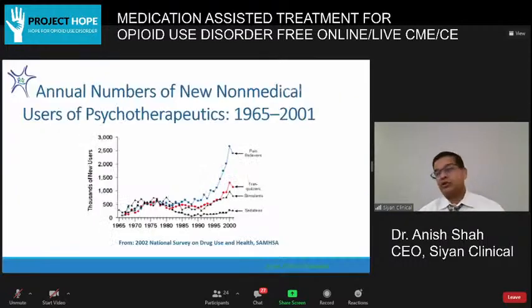Now, this is also a slide that shows how the opiate epidemic has evolved, from 1965 to 2000. If you look at all the different illicit substances that have been abused by our patients, you can see there is an exponential rise of, let's say, pain relievers from 1990 onwards.